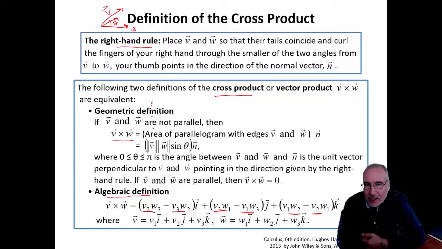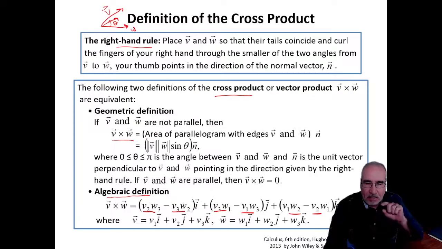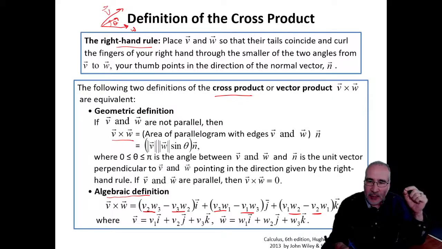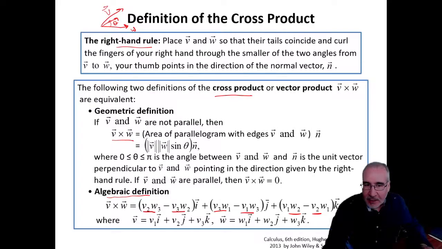Again, this cross product gives us a normal vector. It's normal to the plane of those two vectors, and if the plane is our monitor, it's either shooting towards us or shooting away from us, one or the other, and you use the right hand rule to figure out the direction of that normal vector.